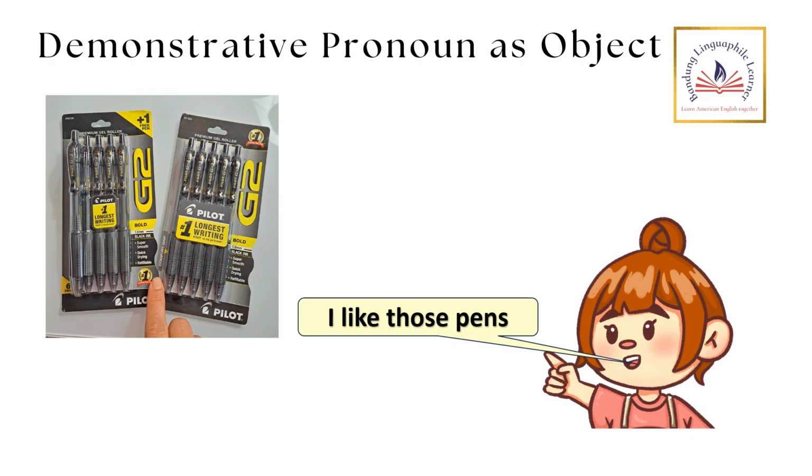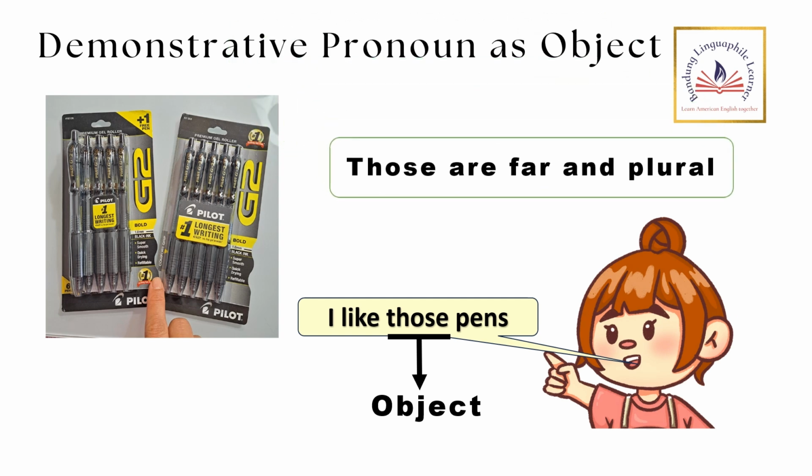Tania says, "I like those pens." Those is the object. She uses those to indicate those pens are far and plural.